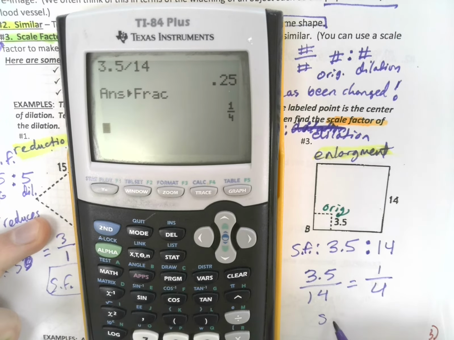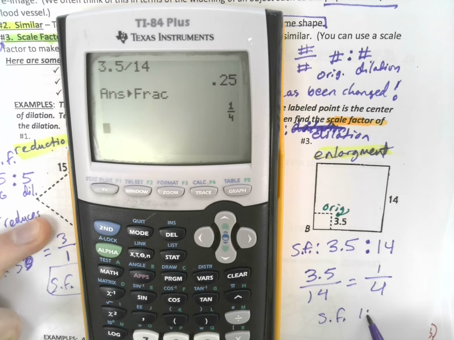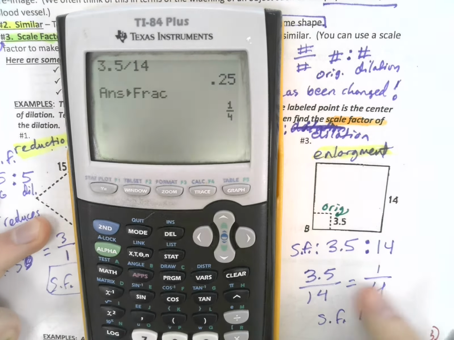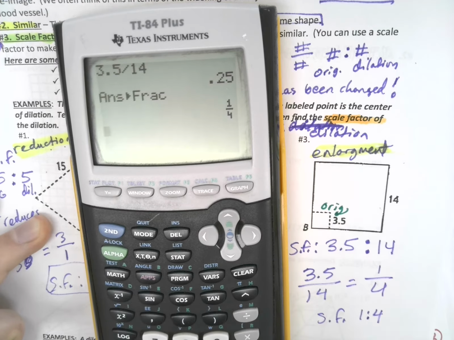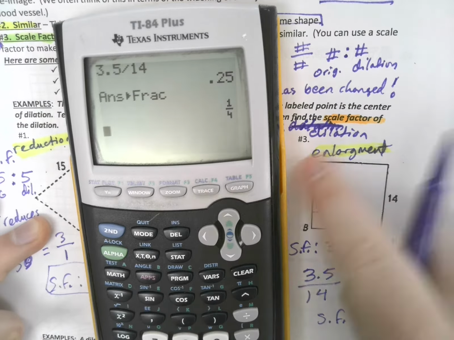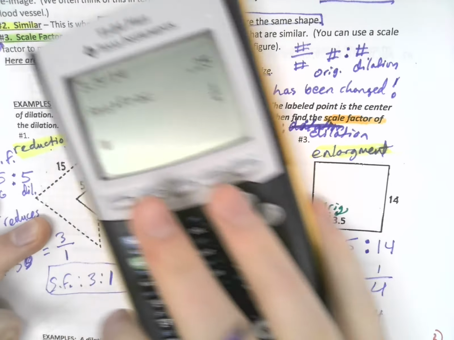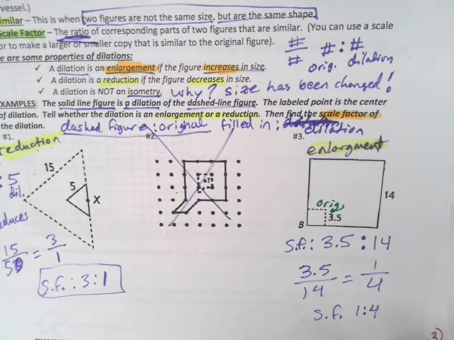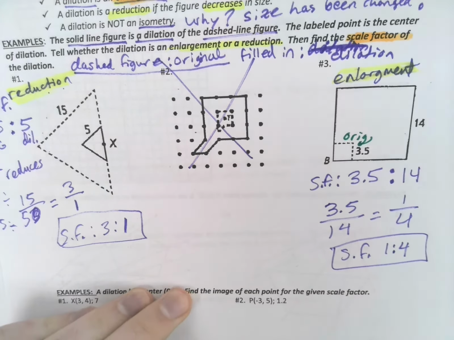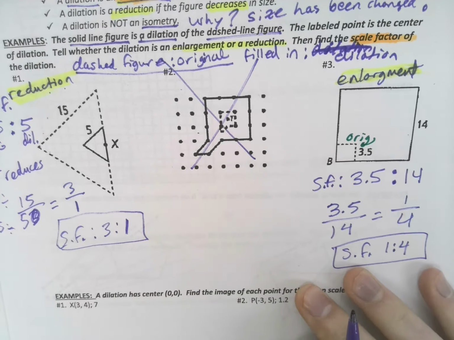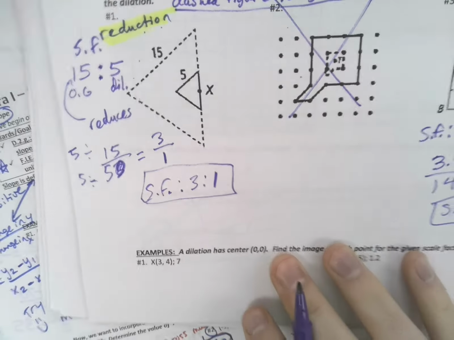So our scale factor, this is a 1 to 4 scale factor. In other words, we enlarged this shape by 4 times the original. Yep, about 4 times the original there. Nice, and so we've got that. Any questions so far? Hopefully not.